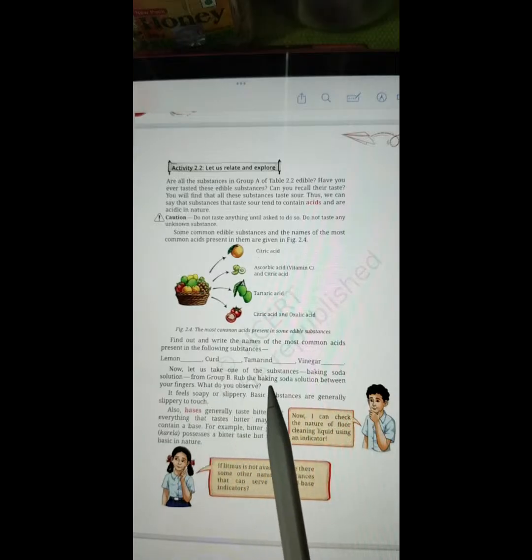Now, let us take one of the substances, baking soda solution from Group B. Rub the baking soda solution between two fingers. What do you observe? It feels soapy or slippery. Basic substances are generally slippery to touch.